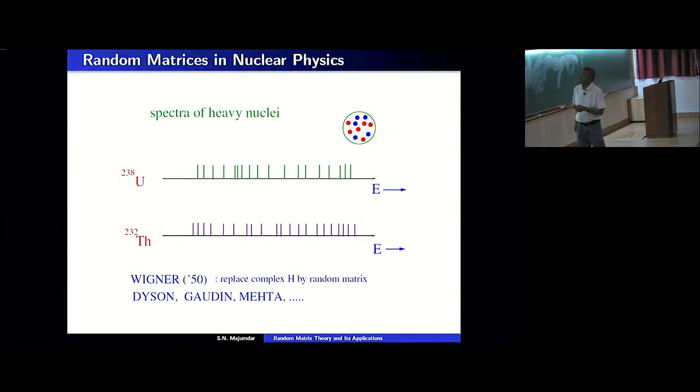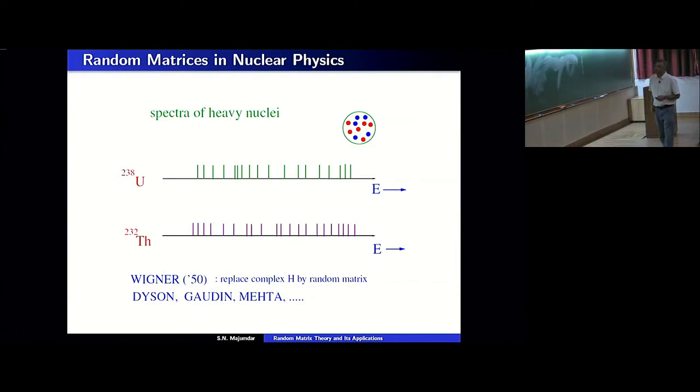So imagine that you have a heavy nucleus like uranium-238 or thorium-232. This is just a schematic picture of the atom, the nucleus. Inside the nucleus you have neutrons, protons, and so on, okay? As I said, the experimentalists can measure the spectrum. So this is the energy. What does spectrum mean? It simply means that whatever the Hamiltonian is here, it's a many-body complicated Hamiltonian. If you solve the Schrodinger equation and find the eigenvalues, they will be given by this. Of course there will be real eigenvalues. This is for uranium and this is for thorium.